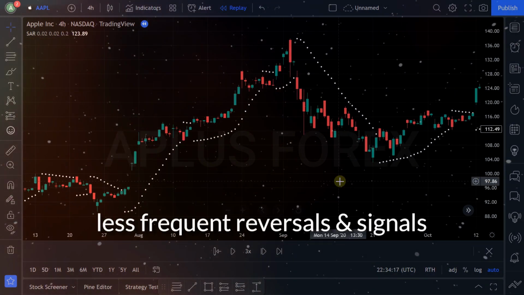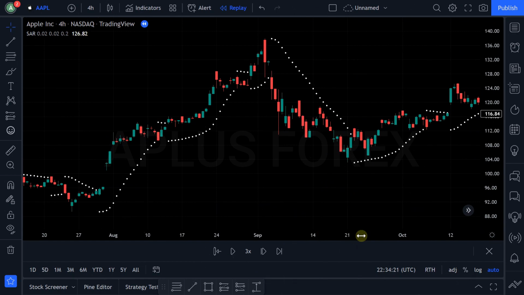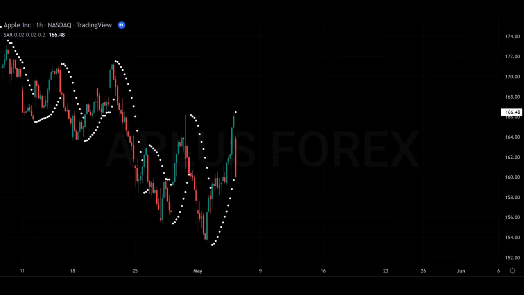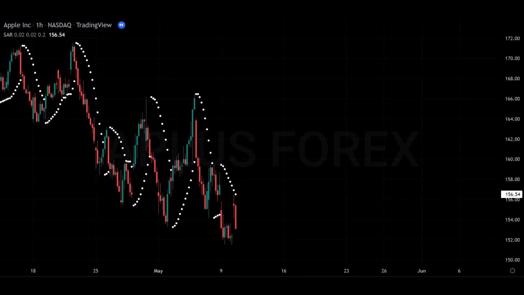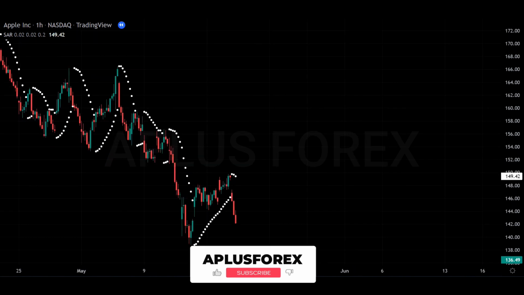So let's check on how we can use this parabolic SAR indicator for day trading. When I was backtesting this indicator, I finally found the best strategy with a high win rate, but we'll start with the most common strategy.